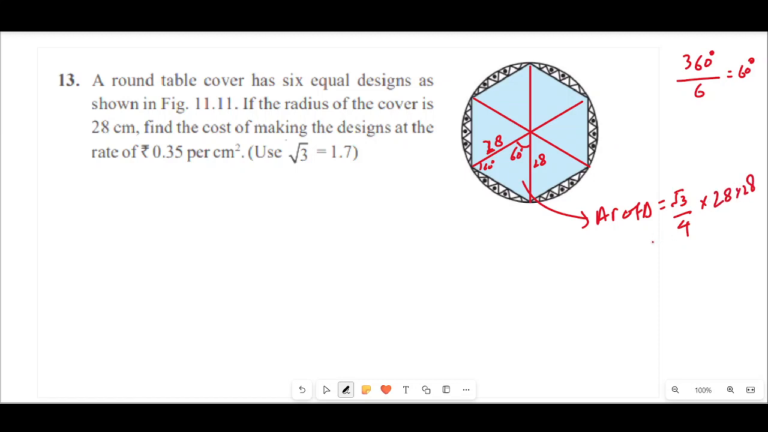Into 28. Now, so if we solve it, what we will get? We can get 4 7 ja, and this will be 196√3. Clear? Now if we take √3 is a 1.7, this will be 333.2 centimeter square. Now find the area of sector.